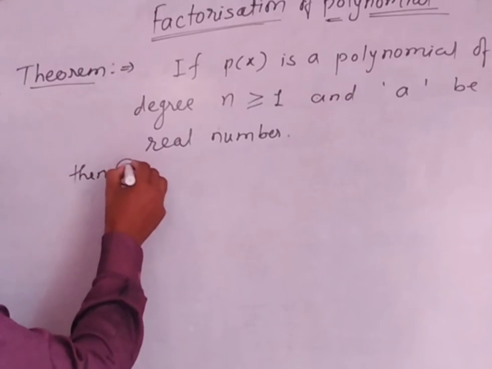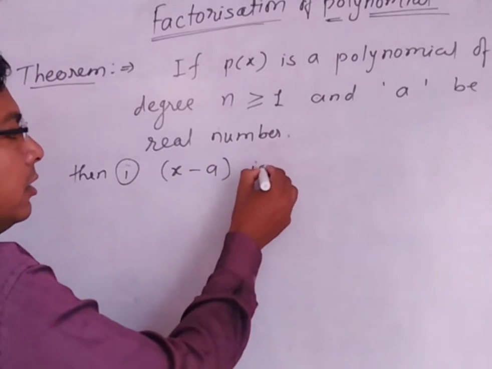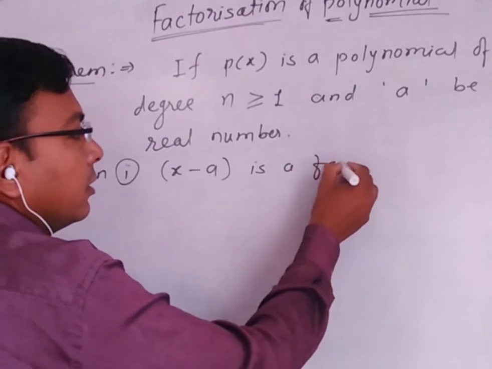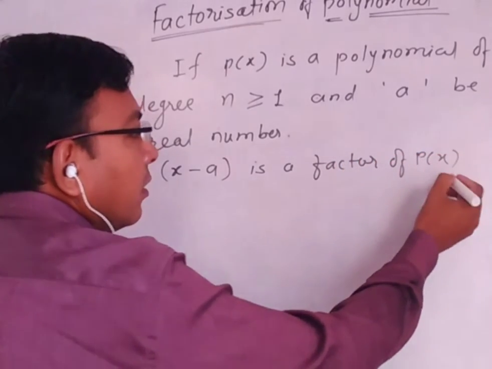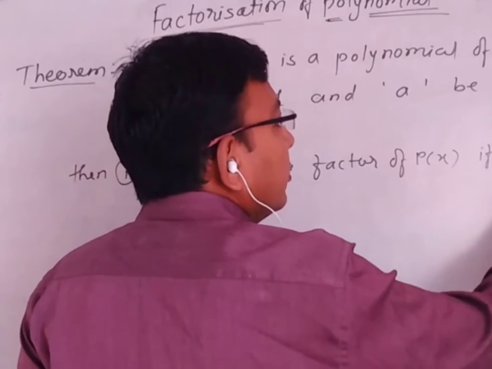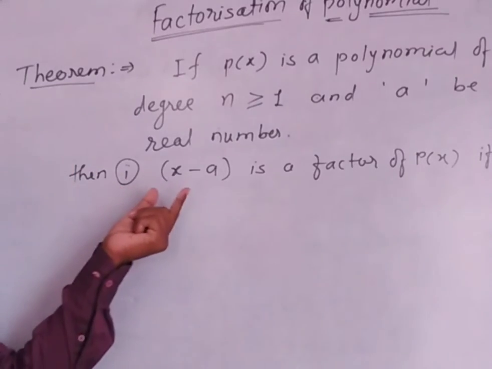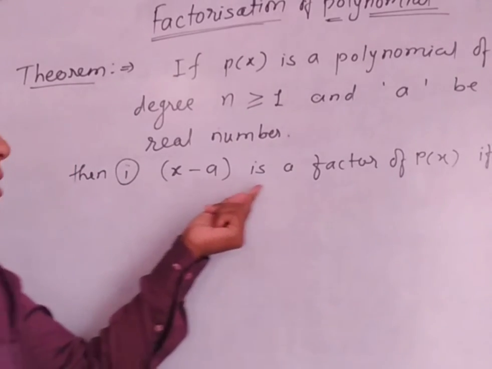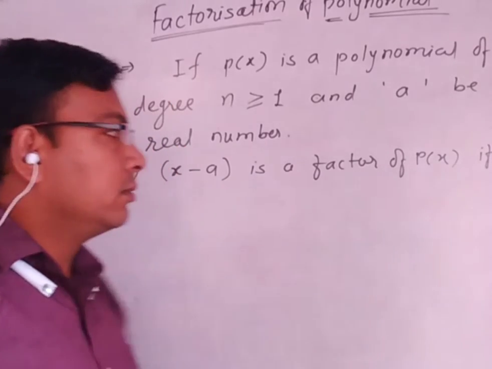First, x minus a is a factor of p of x if p of a is equal to 0. If p of a equal to 0, that time x minus a is a factor of p of x.